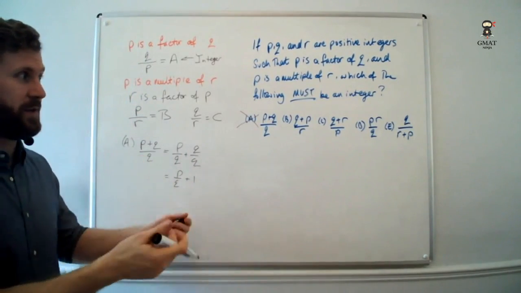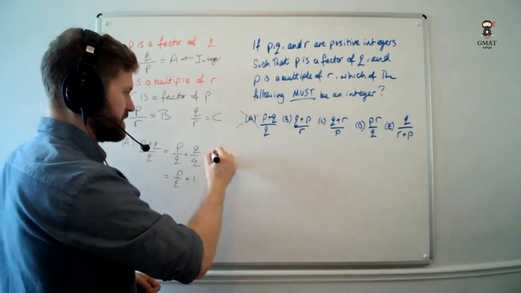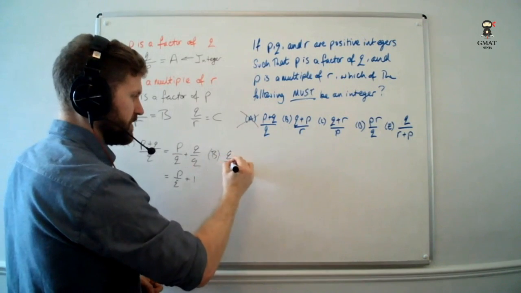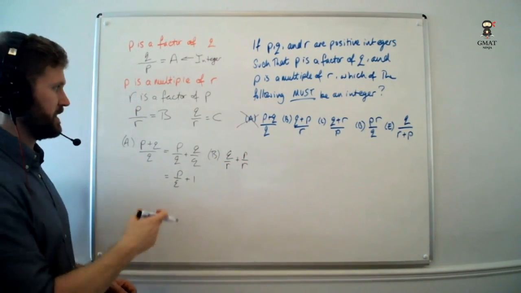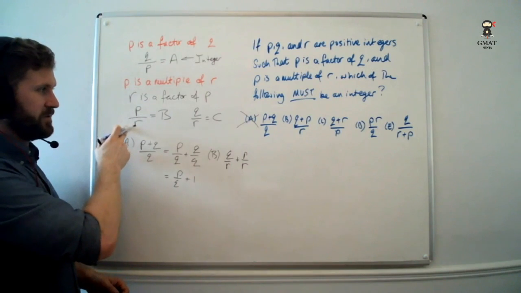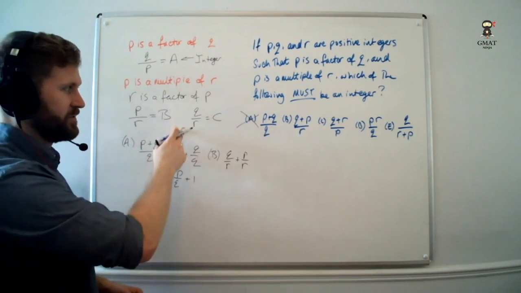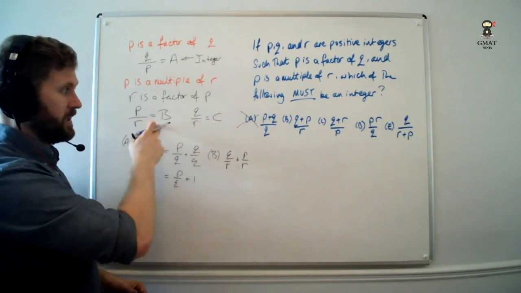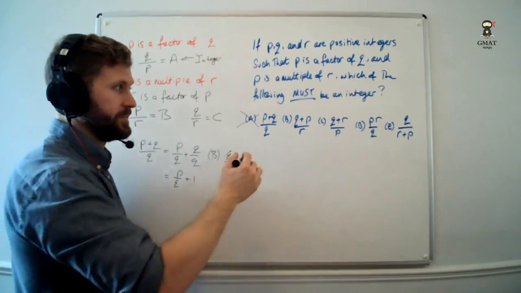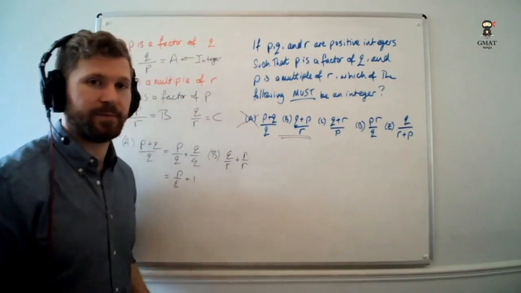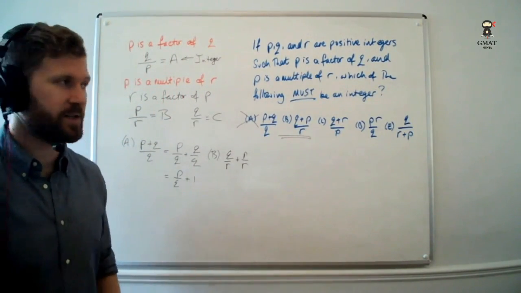We're going to do a similar thing with most of these. B, again, we can split that up into Q over R plus P over R. Well, in this case, we know that P over R, that's going to be some whole number. Q over R, that's going to be some whole number. Two whole numbers added together, that's going to be a whole number. It's looking good. B's looking like my answer, but I'm going to keep going, check the rest just to be sure.